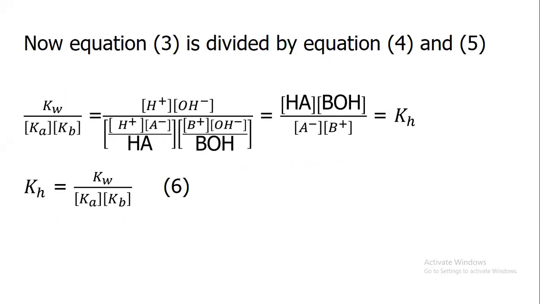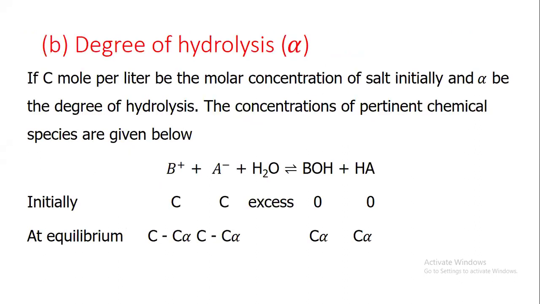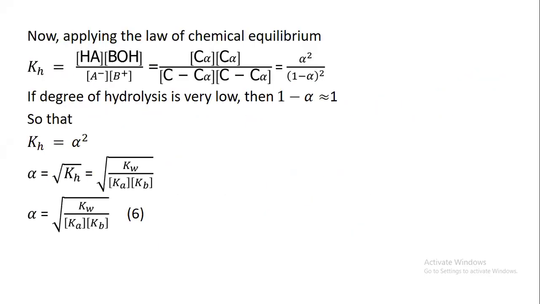Now equation 3 is divided by 4 and 5. We get Kw over Ka Kb. Solving, we get Kh is equal to Kw over Ka Kb. Equation 6. Degree of hydrolysis h: if C mole per liter is the initial molar concentration of salt and h is the degree of hydrolysis, the concentrations of the relevant chemical species are as given. The cation and anion react with water and produce BOH and HA, initially and at equilibrium.